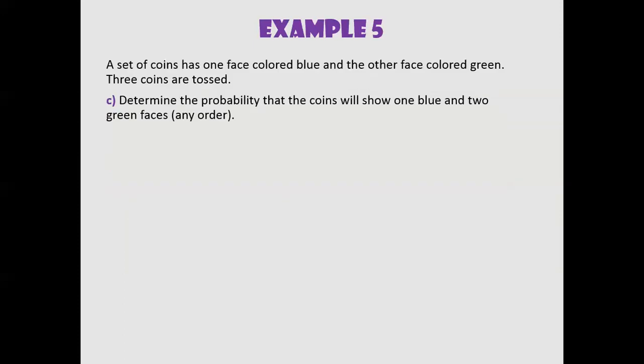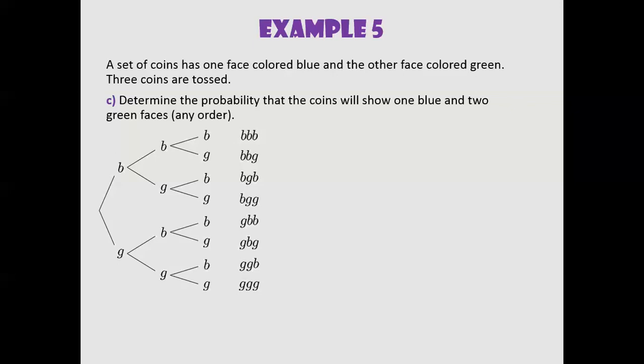All right, let's take a look. Here is the tree diagram for the 3 tosses. You can see that there are 8 items in the sample set.